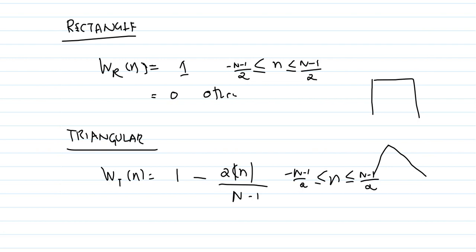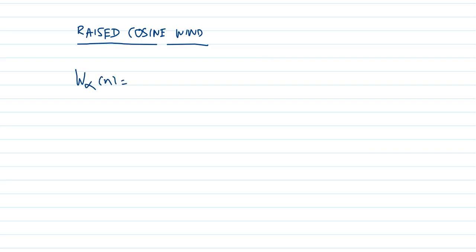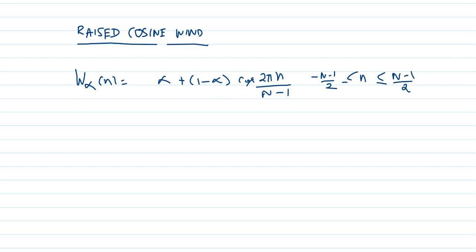Still, if you want to reduce the oscillations further, we add one more cosine term into it. This is called the raised cosine window, which is for smoothing further by using a cosine term. It is given as alpha plus (1 minus alpha) cos 2 pi n by (N minus 1), where n ranges from minus (N minus 1) by 2 to (N minus 1) by 2. For specific values, there are a lot of other people who have contributed.